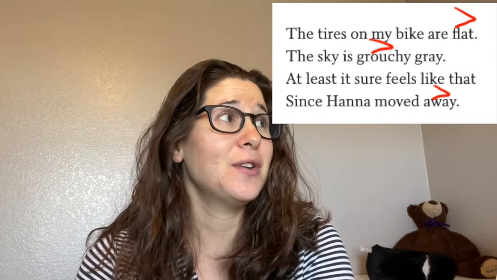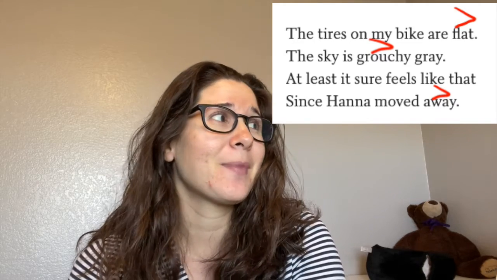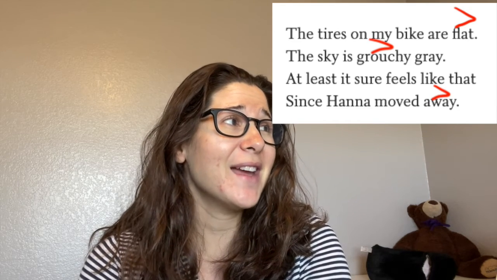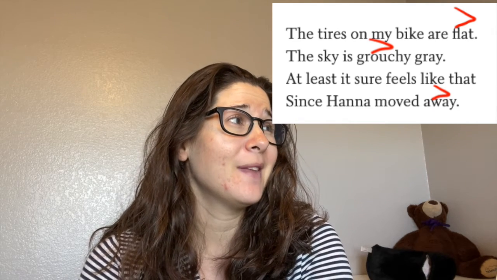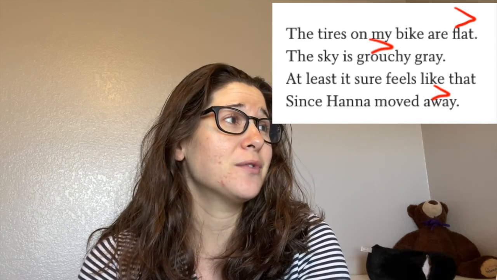All right, so we're going to start off with a poetry example, and I've selected the poem Since Hannah Moved Away by Judith Viorst, where I'm just going to read you the first stanza. The tires on my bike are flat. The sky is grouchy gray. At least it sure feels like that since Hannah moved away.